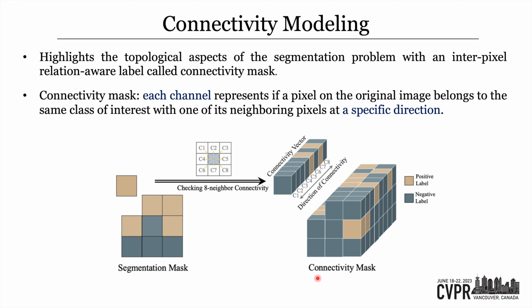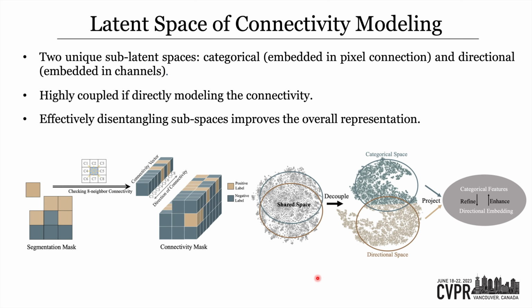There are 2 types of features in the latent space of a connectivity model. The first type is the categorical feature, which is directly reflected by the pixel connectivity of each entry. The second type of feature is the directional feature, explained as the direction of connectivity, which is mainly stored among the channels. Each of these 2 features forms a specific sublatent space.